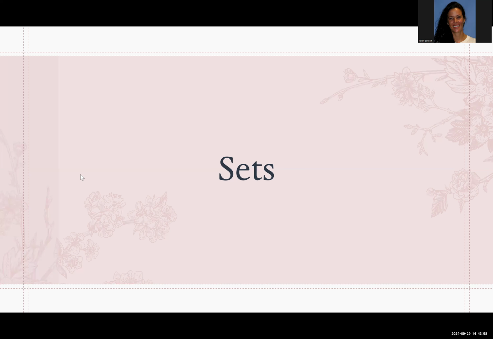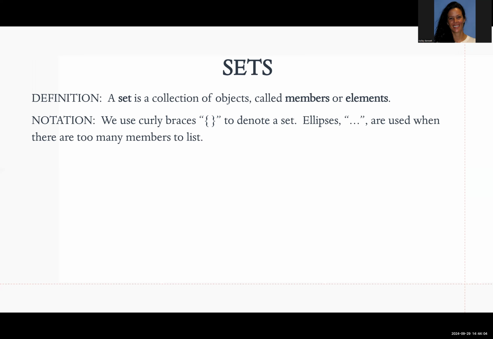Are you ready to talk about sets? Let's do it. So, a set is a collection of objects called members or elements. And to write a set, we're going to use curly braces, not parentheses, not brackets, curly braces. And we're also going to use ellipses, the dot, dot, dot, when the set is very big or very long. So here's what I'm talking about.